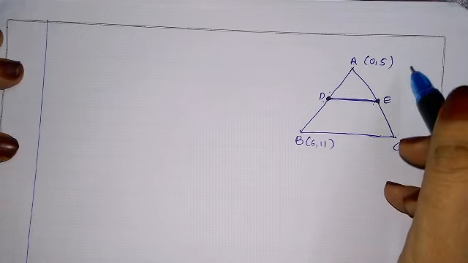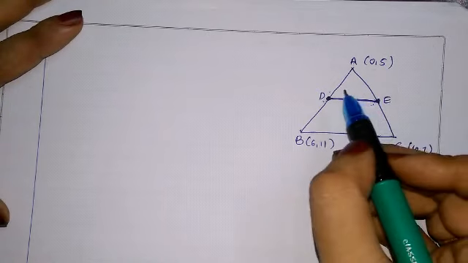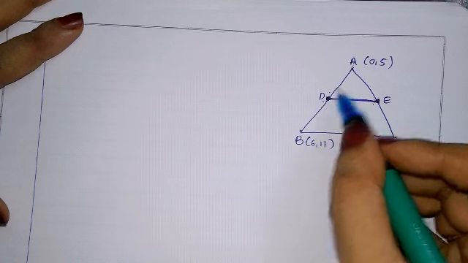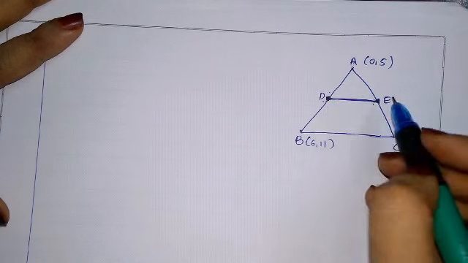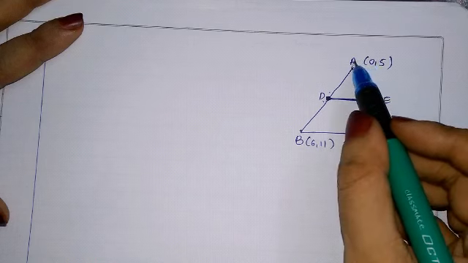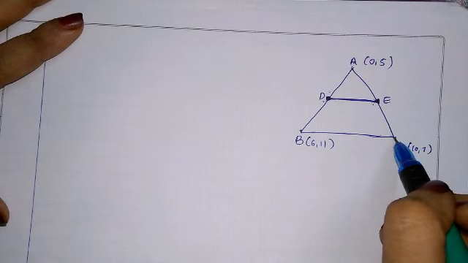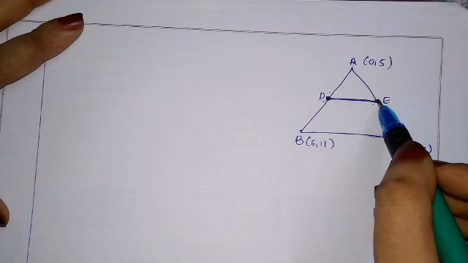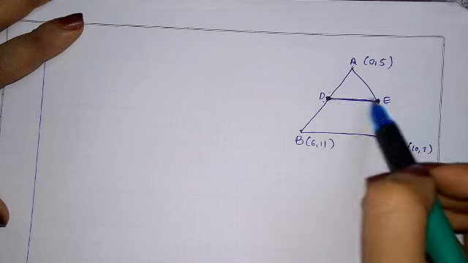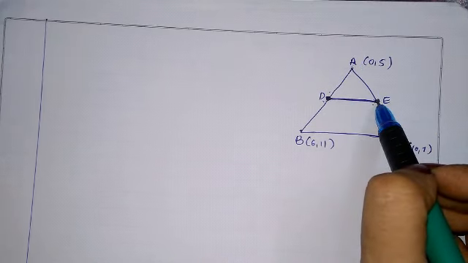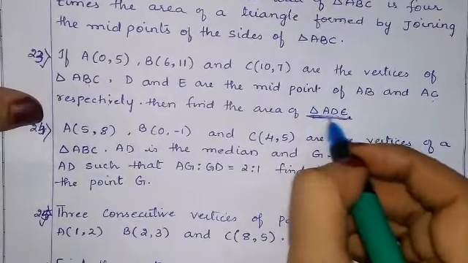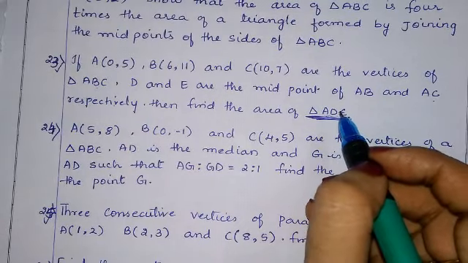So you try this by yourself. Let me explain the steps one more time. First, D is a midpoint of AB. By the midpoint formula, you have to find the D value. Then similarly, E is a midpoint of AC. By the midpoint formula, you have to find the E value. As you get the D and E values, you have to find the area of triangle ADE. They have told in the question to find the area of triangle ADE only.